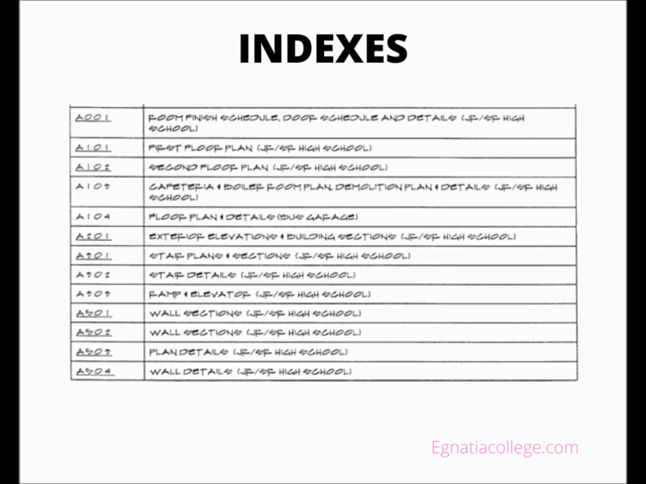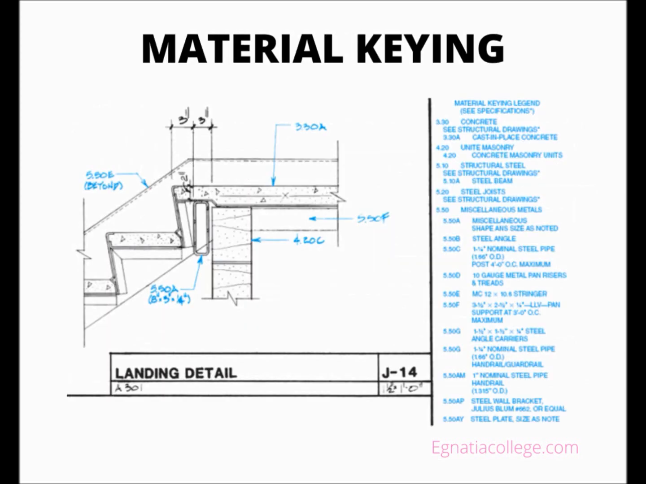Material keying. In light frame construction of small buildings, it is customary for callouts on the drawings to label the material used. On larger projects, however, it is common for a material keying system to be used so that the drawings themselves are not cluttered by excessive notation. The following, which is reprinted from the cover page of the school edition drawings, explains the system.